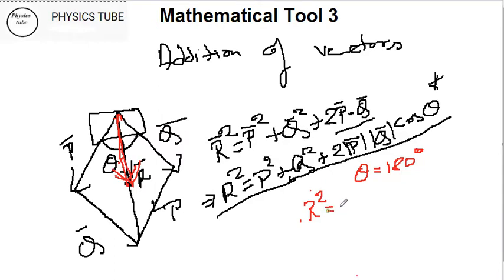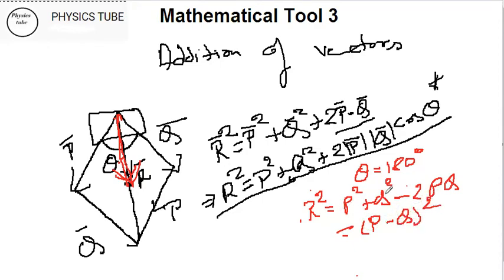So R square is equal to P square plus Q square plus 2PQ cos theta. This plus becomes minus because cos 180 is minus 1. So I can get rid of this plus sign and it turns to minus 2PQ. This is the formula of P minus Q.